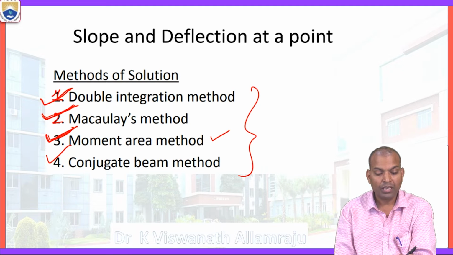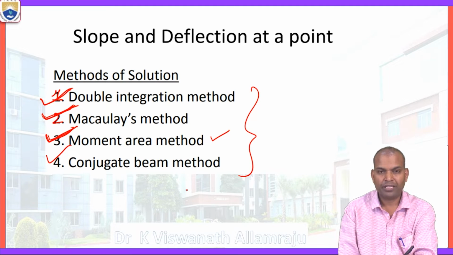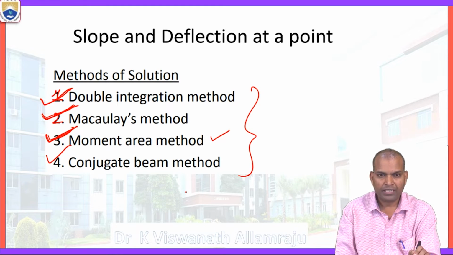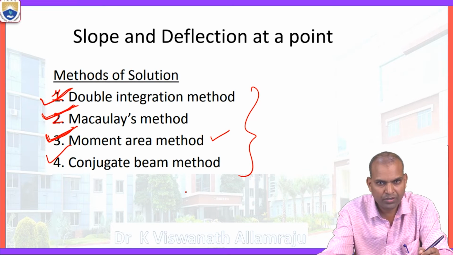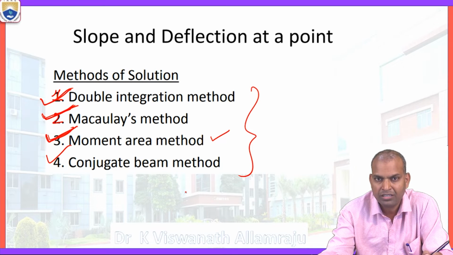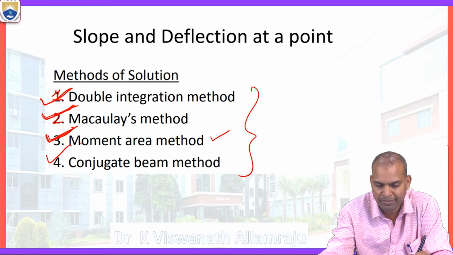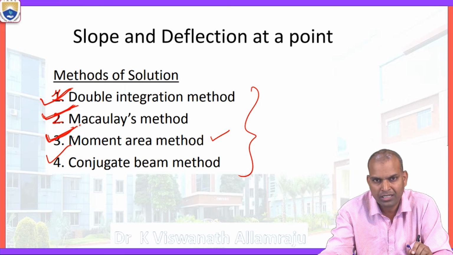But what is the disadvantage of this moment area method? Suppose a UDL is there, the bending moment diagram becomes a quadratic, parabolic curve, and there is a complexity. If the bending moment diagram is not in the form of rectangles and triangles, then the moment area method is more complicated. That's why the moment area method requires the loads to act in such a way that the BMD curve becomes a combination of triangles and rectangles.